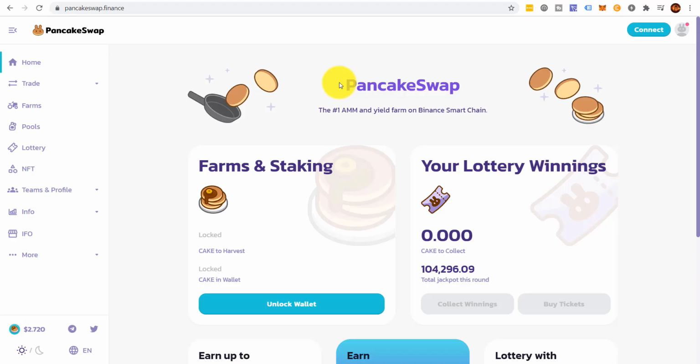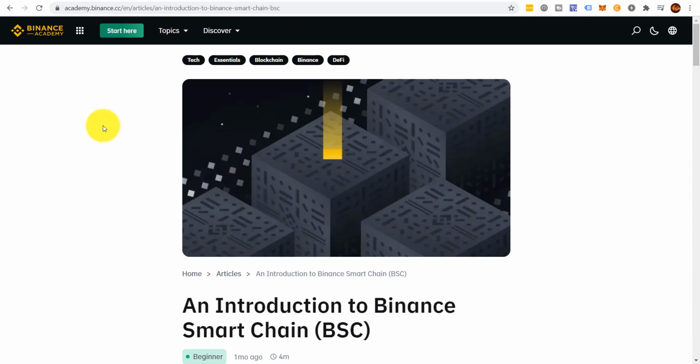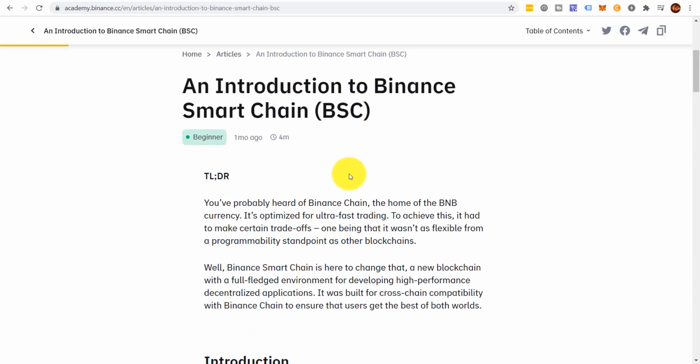The first thing you have to understand is that this is on the Binance Smart Chain. A lot of people are asking, what's up with this Binance Smart Chain? Why is this going on? Let's take a quick look. An introduction to the Binance Smart Chain.